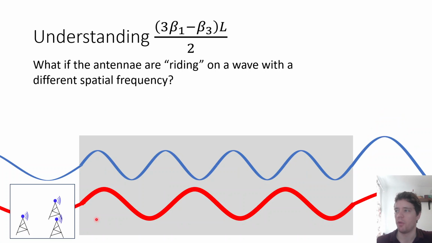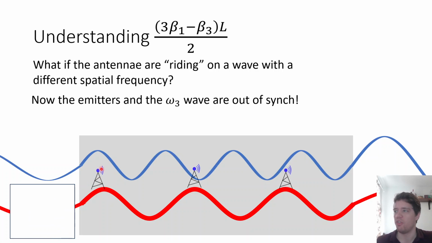But what happens if we can't just place these antennas arbitrarily and give them any arbitrary phase? What if they're sort of riding on a different wave which has a different spatial frequency? Well, in that case, you can see that the emitters that are tied to this wave are not necessarily in sync with the target wave anymore. They might actually be a bit out of sync. So in that case, we don't get maximum constructive interference over here anymore, and we might actually get a bit of destructive interference, which overall reduces the total wave power.